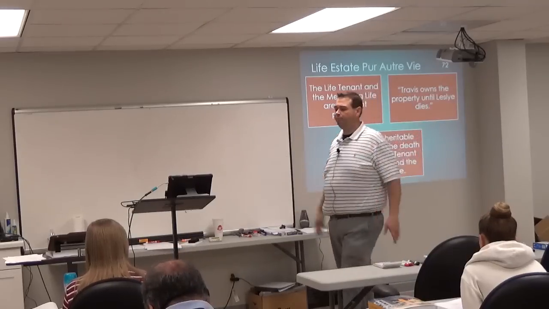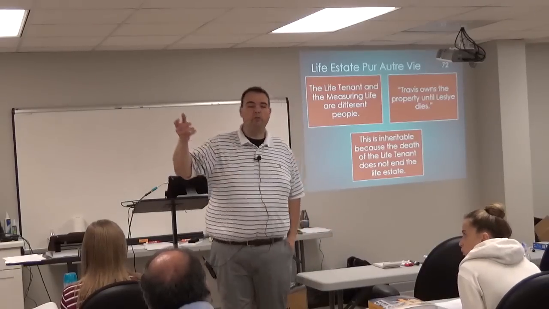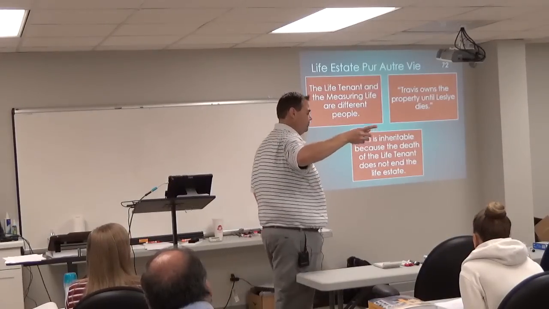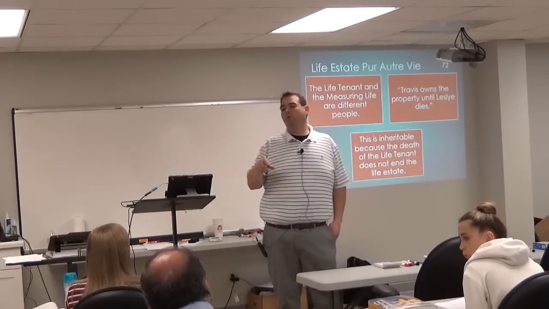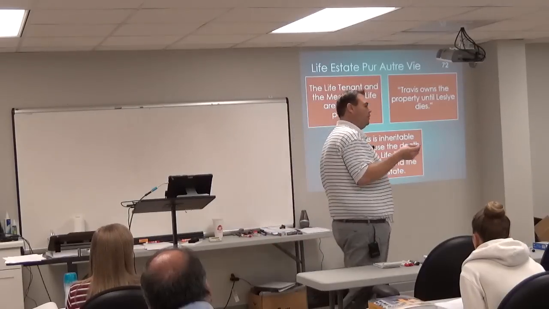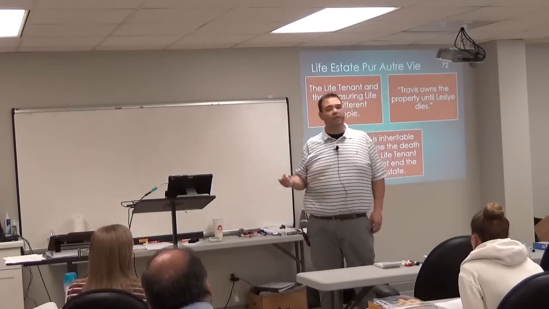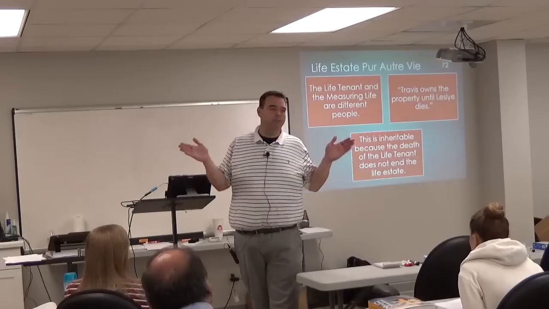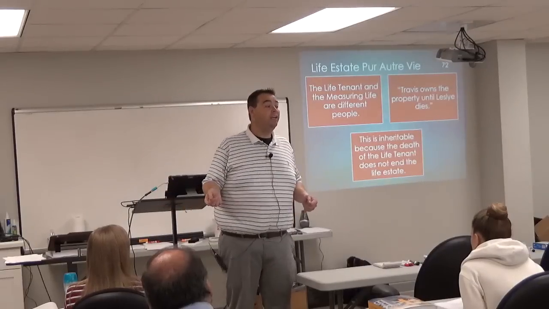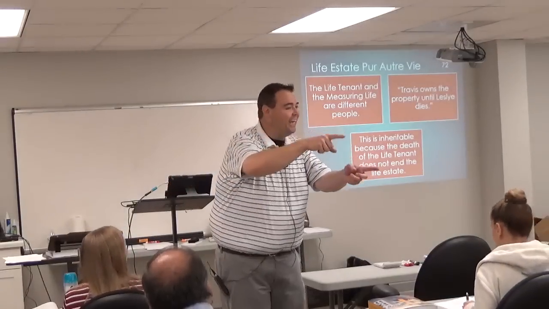Okay, everybody listen up. Francisco owns the property until Claire dies, at which point in time it will go to Annie. I'll repeat that. Francisco will own the property until Claire dies. At that point in time, it will go to Annie. What kind of life estate do we have? First of all, is it conventional or is it pour autre vie? It's pour autre vie because the life tenant and the measuring life are two different people. And does it have a remainder interest or does it have a reversionary interest? Remainder, because I said it would go to Annie.